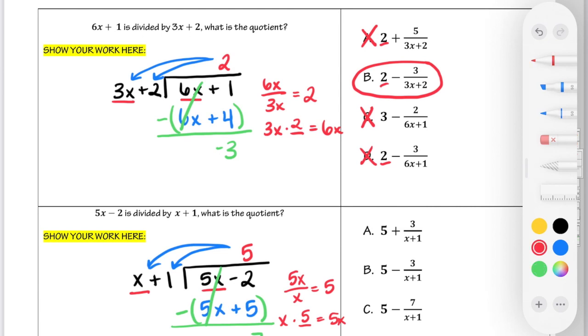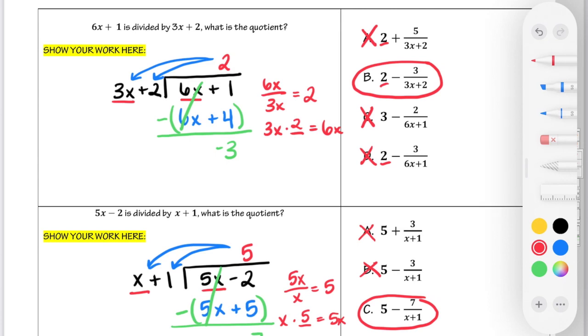So my answer should have 5 as the whole number. So my answer is definitely not D because that's got 3 as our quotient. 5 minus 7 over x plus 1 should be my answer because I'm always putting my remainder over whatever I was dividing by. So my answer has to be C. 5 minus 7 over the x plus 1. The other two had a remainder of positive and negative 3, so that would not make sense. We got a remainder of negative 7.